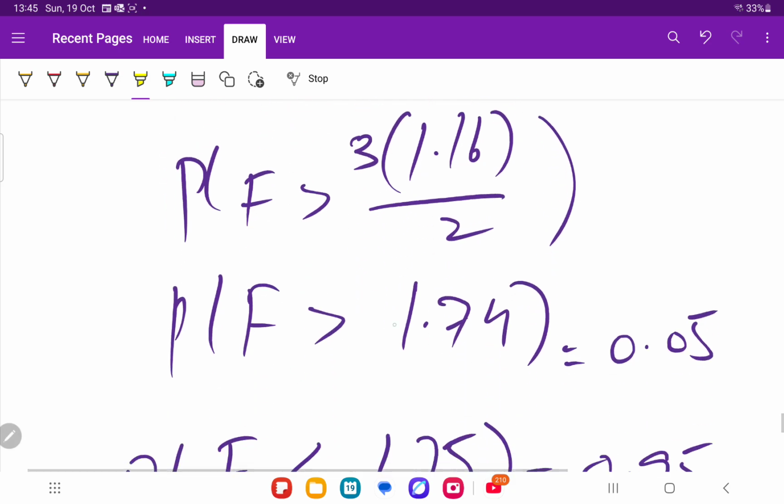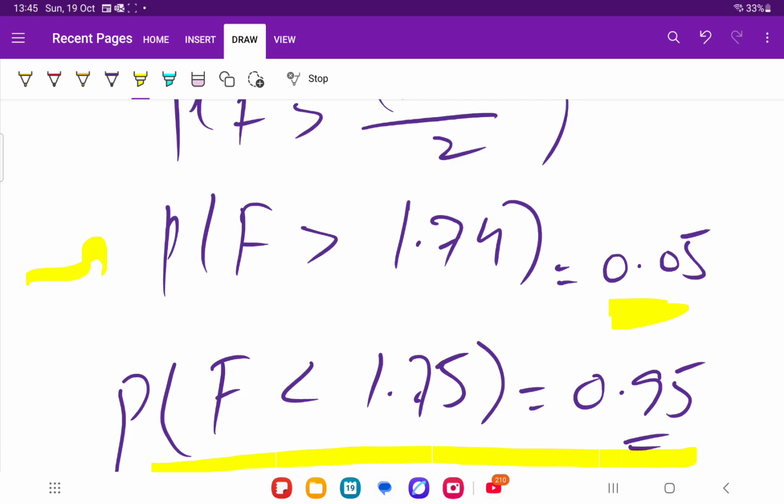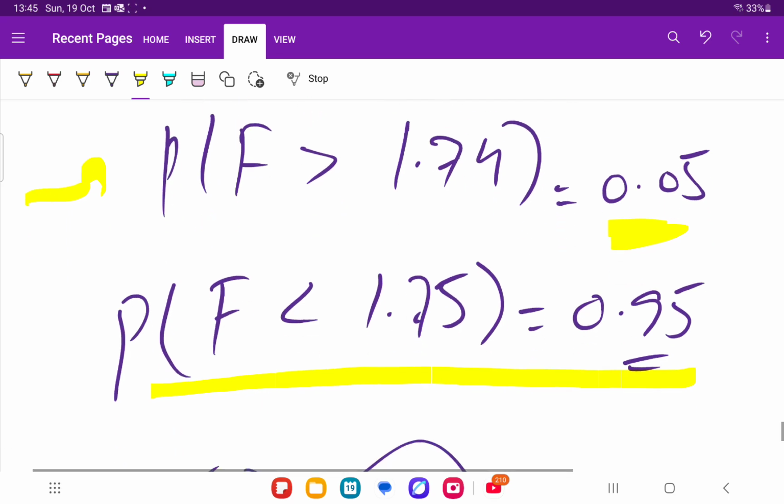So F is 1.74, and if we look into the F table, we obtain 5% as the probability. Ultimately, the 5% for the F value is given, and that is our main concern of calculating the probability, which is 0.05 for the F value. Okay, so that is the end of the question.